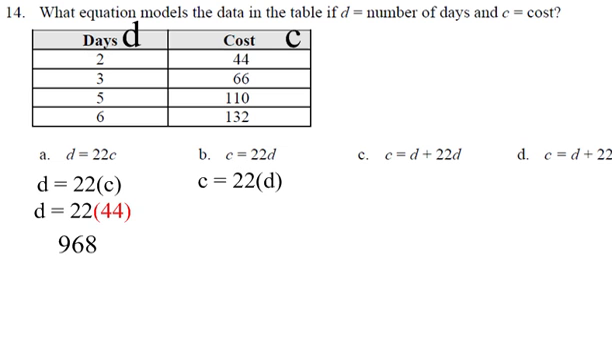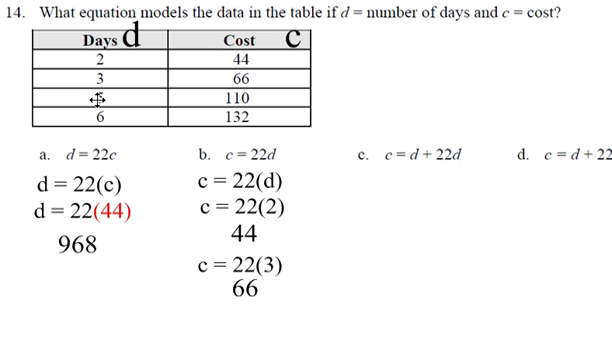And we are going to try out 2. We're going to substitute 2 in for D at this point right here. So this is 22 times 2, and 22 times 2 equals 44. It's supposed to be 44. That is good. We're going to substitute 3 in next, just to make sure. 22 times 3 equals 66, and yes, it is.